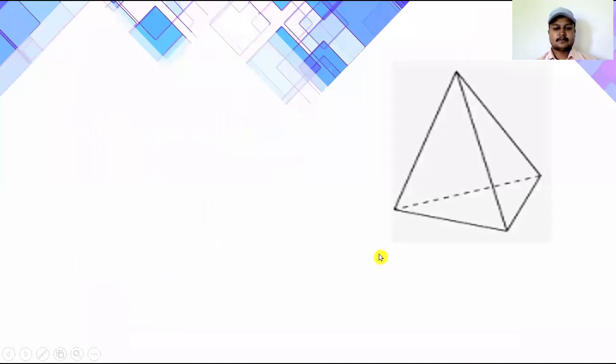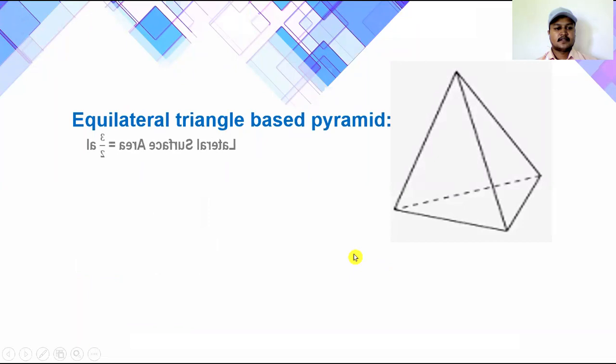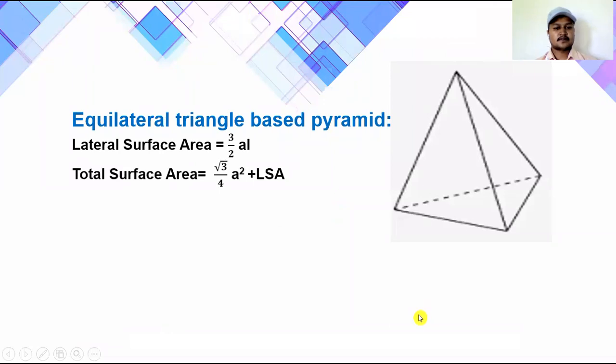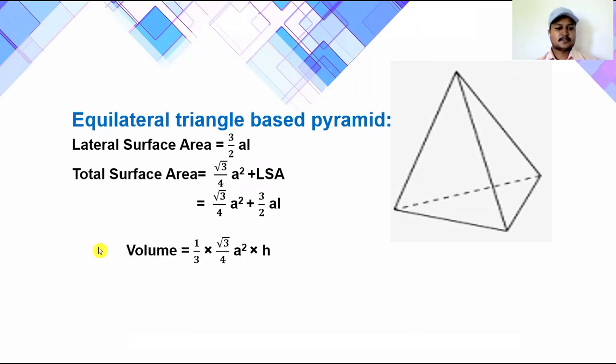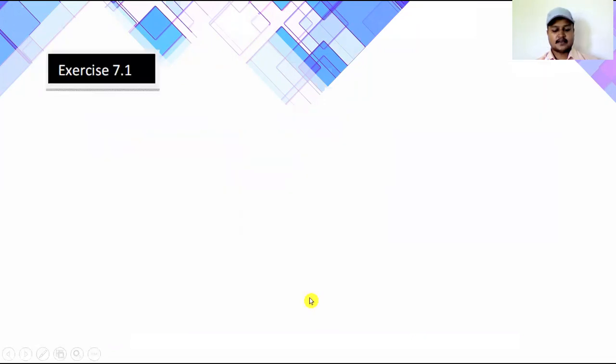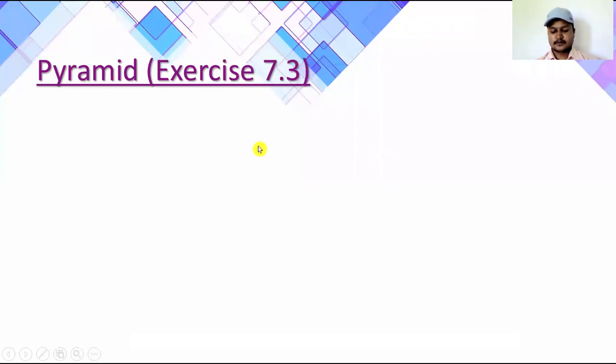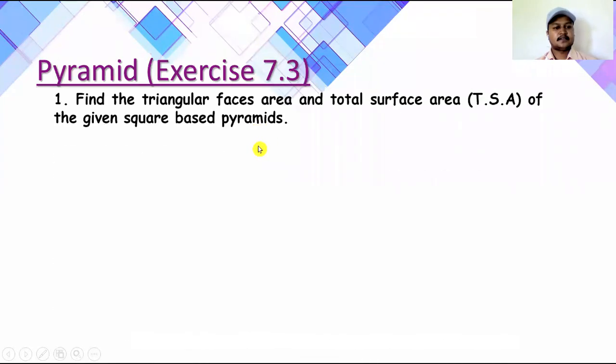And after this, there is the pyramid formed on an equilateral triangle. For that, lateral surface area is equal to 3 by 2 AL. Similarly, total surface area is root 3 by 4 A square plus 3 by 2 AL, and volume is equal to 1 by 3 into root 3 by 4 A square into H, or we can multiply these to get root 3 by 12 A square H. Now we are moving to questions of exercise 7.3.